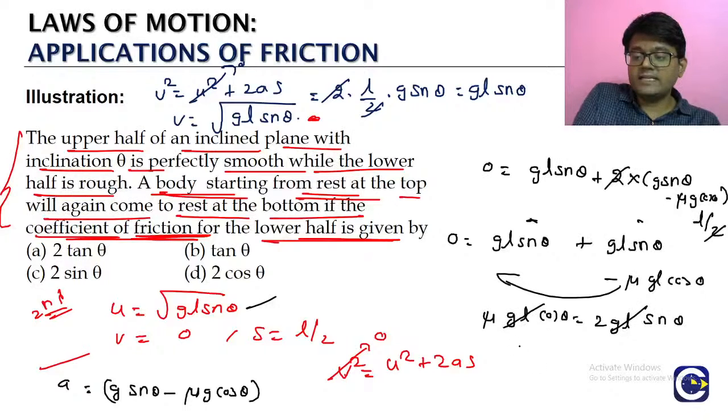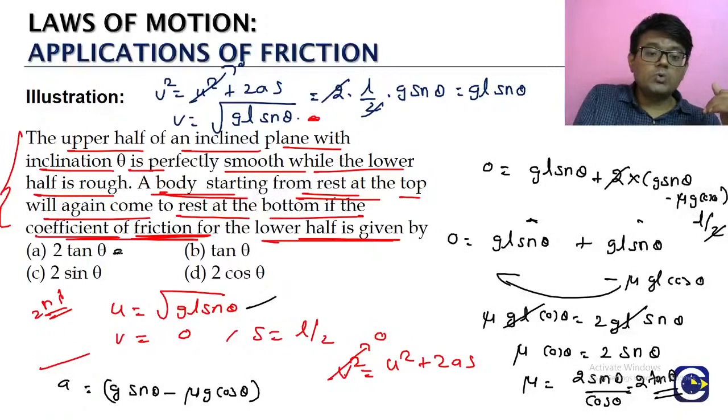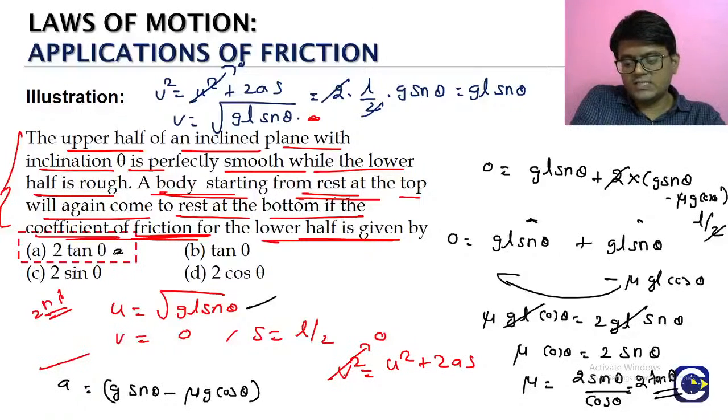Both sides GL we can cancel off. Mu cos theta is equal to 2 sin theta, so mu will be equal to 2 times sin theta by cos theta, since cos theta goes to the denominator. What is sin theta by cos theta? Tan theta. So the mu value is 2 times tan theta. What is the answer for this? It is option A.